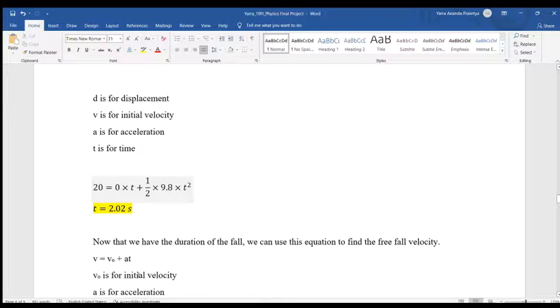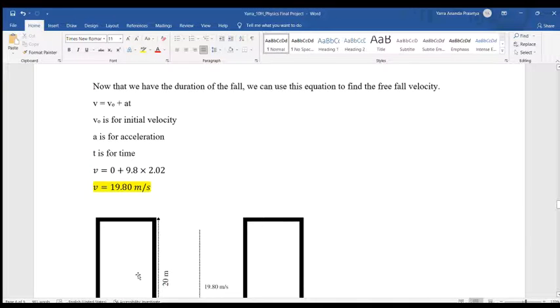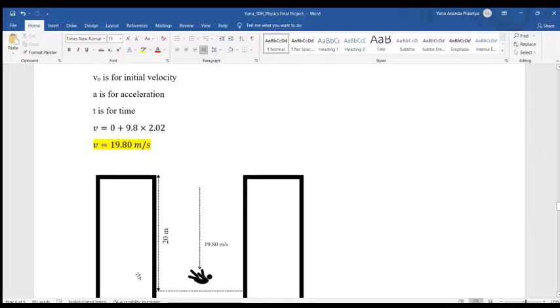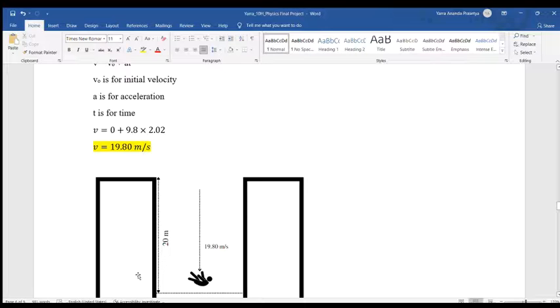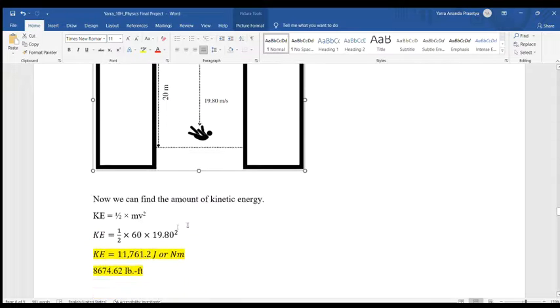So now we already have the duration of the fall. We can use this equation to find the free fall velocity. V equals V0 plus at, right? So initial velocity, 0. We already know the acceleration, which is the gravitational acceleration, 9.8 meters per second squared, and t is 2.02 seconds. So 0 plus 9.8 times 2.02, and we get 19.80 meters per second. So Triss is falling at a rate of 19.80 meters per second for 2.02 seconds. So we have the velocity, and we also have the duration of the fall.